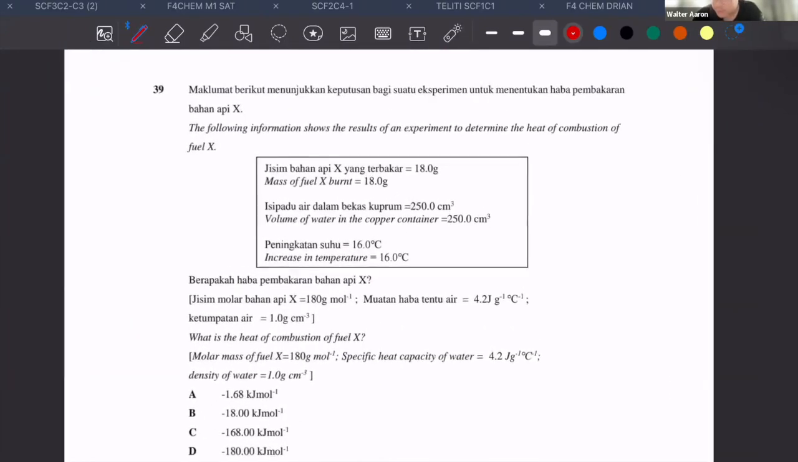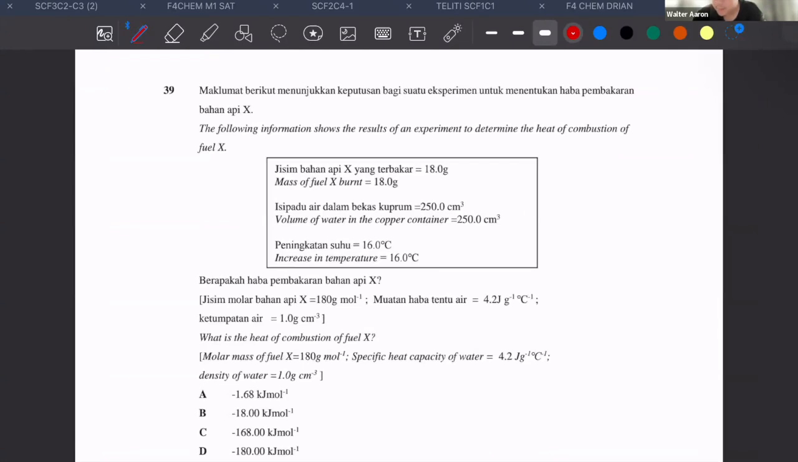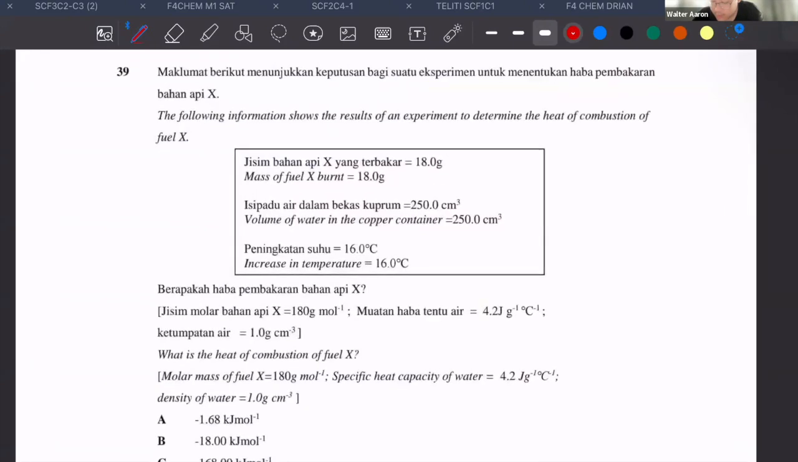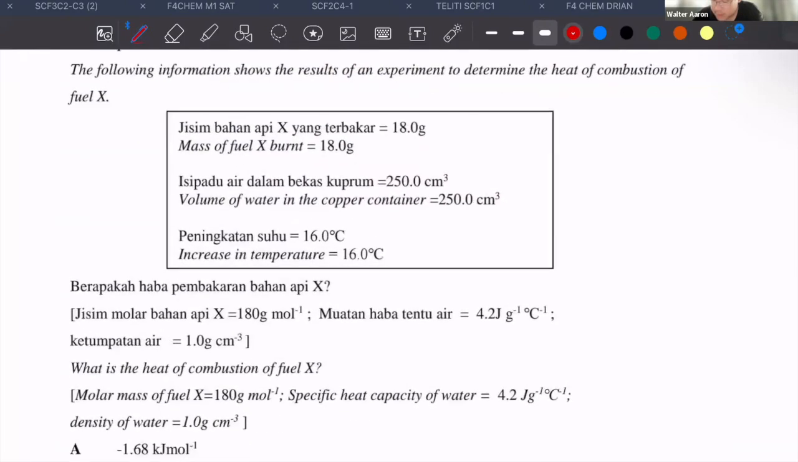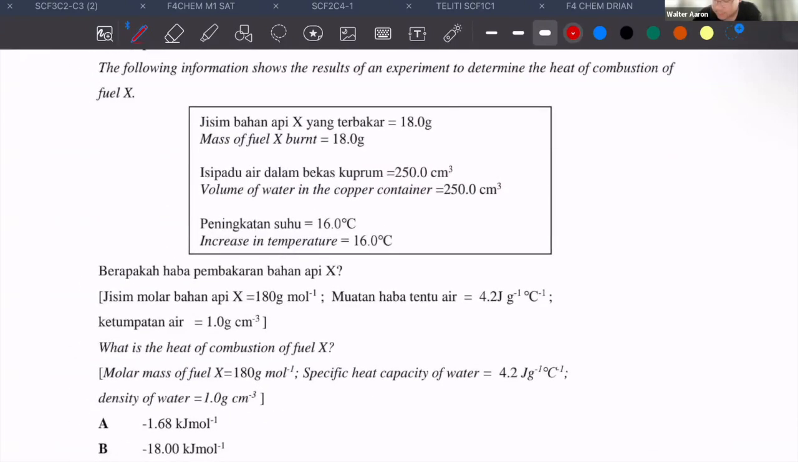39. The following information shows the results of an experiment to determine the heat of combustion of fuel X. So what is the heat of combustion of fuel X? We have a mass of fuel burnt of 18 grams, volume of water is 250 cm cube, and increase in temperature is 16. So you must use 2 formulas over here. The first one is Q equals mc theta. The second one will be delta H equals Q over n.